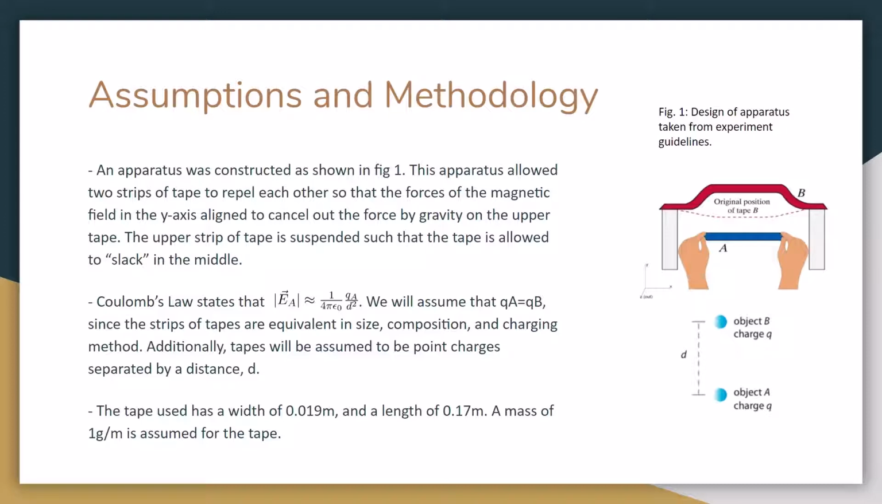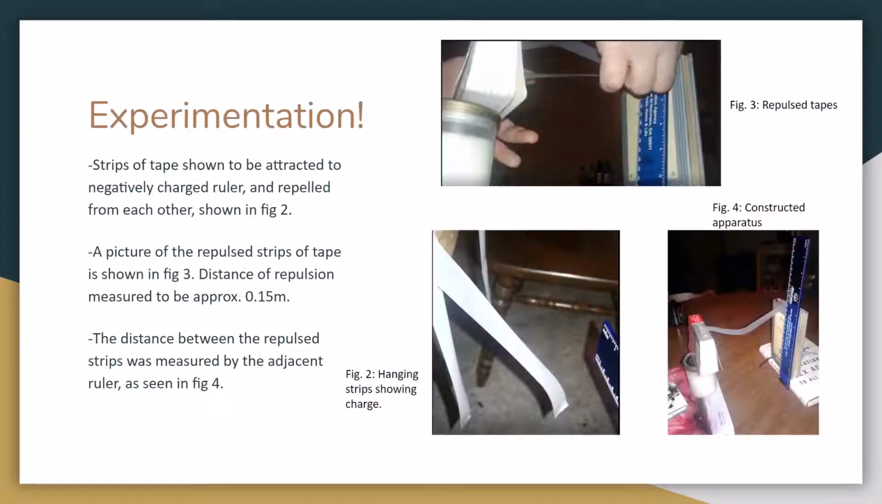So, some assumptions we make in our methodology. We're going to construct an apparatus with two charged pieces of tape, one over the other, and orient them in such a way that gravity provides an equal and opposite force to the repulsion of the like charged strips of tape. The tape used was 0.019 meters in width, and the length was 0.017 meters, and we assumed that the mass of the tape is about 1 gram per meter.